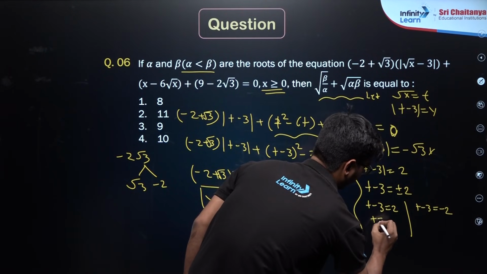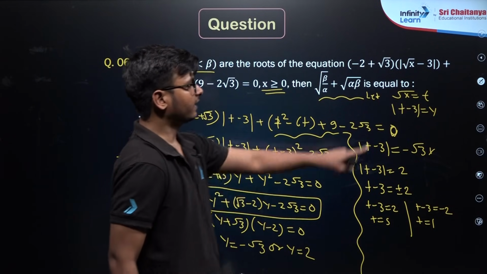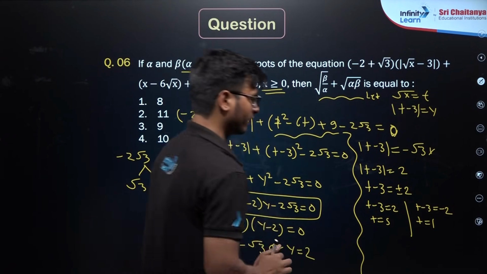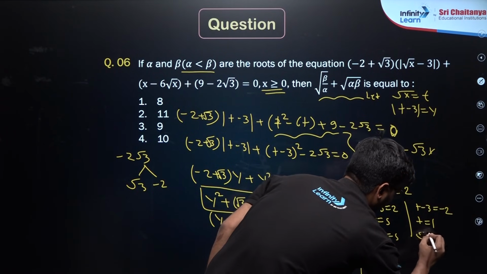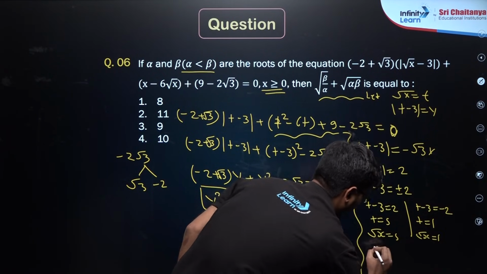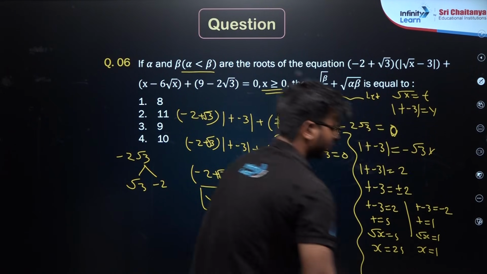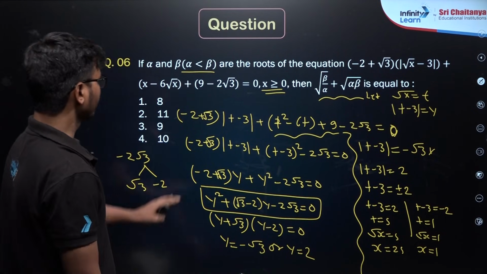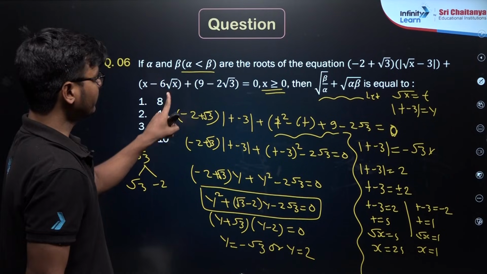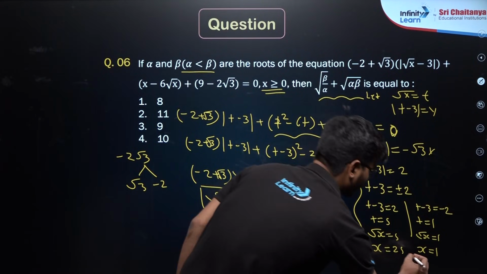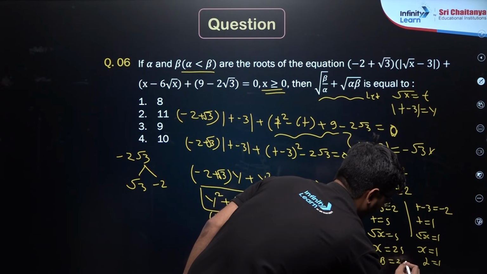So from here I am going to get t as 5 and from here I am going to get t as 1. But what is t? T is under root x. So again we substitute. So I am going to get under root x is equals to 5, under root x is equals to 1. So finally the value of x that we are getting is 25 and the value of x we are getting is 1. Correct? Okay. So these are the two roots. So alpha is less than beta. So what is the value of alpha we are going to take? So the value of alpha is going to be 1 and the value of beta is going to be 25.